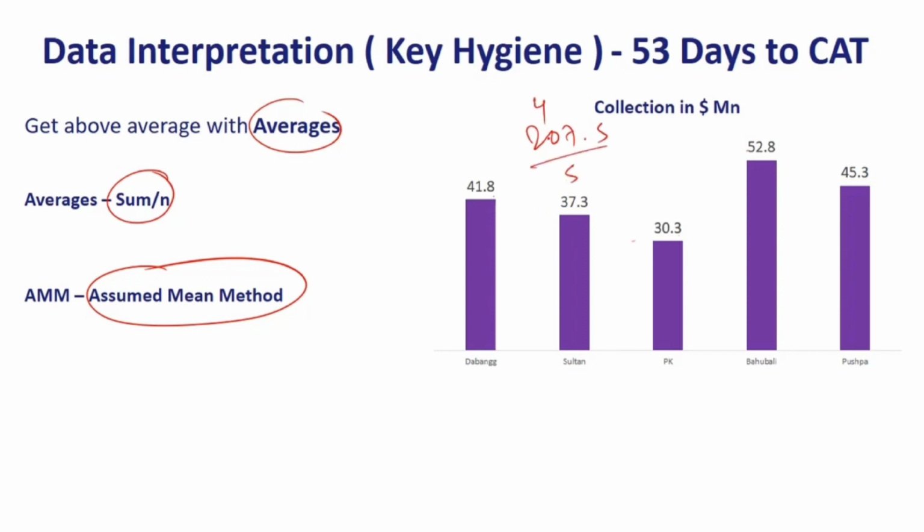Now I divide this number by 5, right? So what do I get? 41.5. So that's the average here.